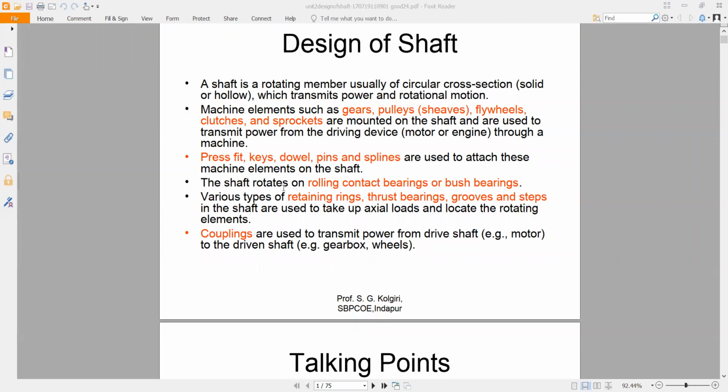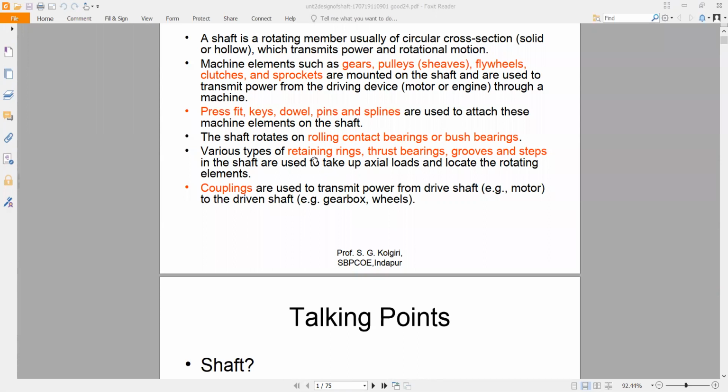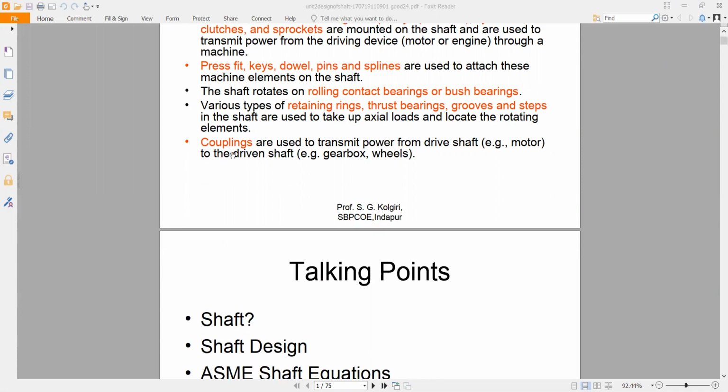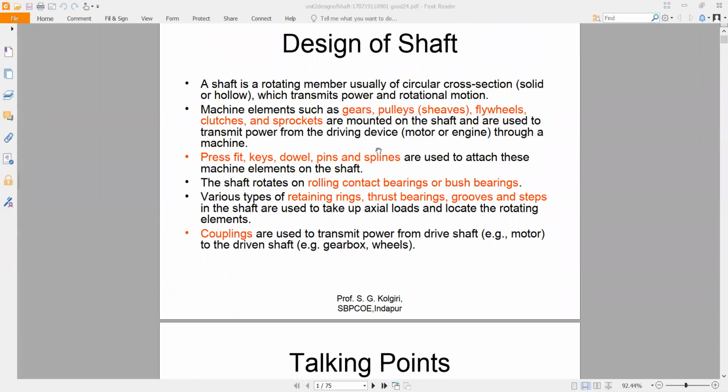It rotates with contact bearings. You can put a bearing so it will rotate very smoothly. You can have various types of rings and so on. A step in the shaft is used to take up the axial load and locate the rotational element installed there. Coupling also transfers power from the drive shaft to the driven shaft, connecting two parts. So this is a brief introduction about the shaft.